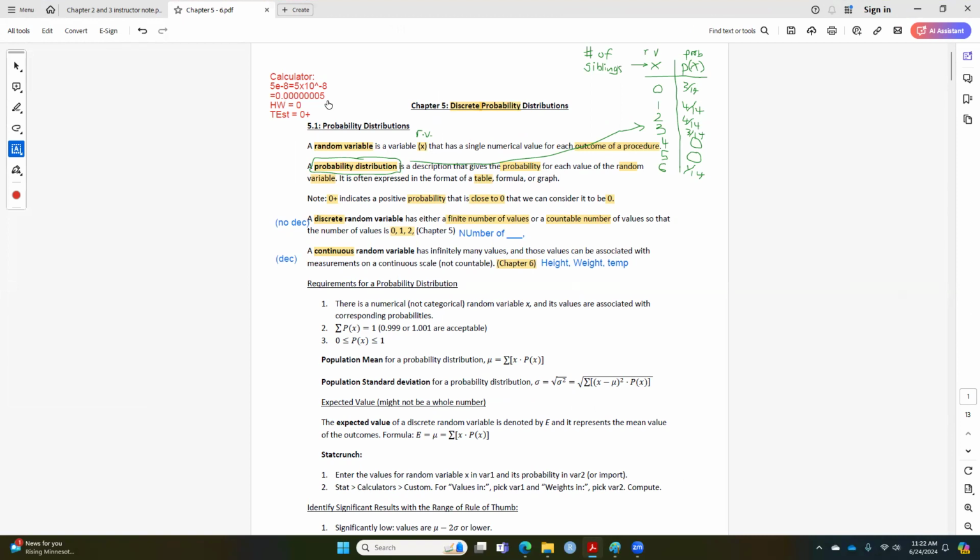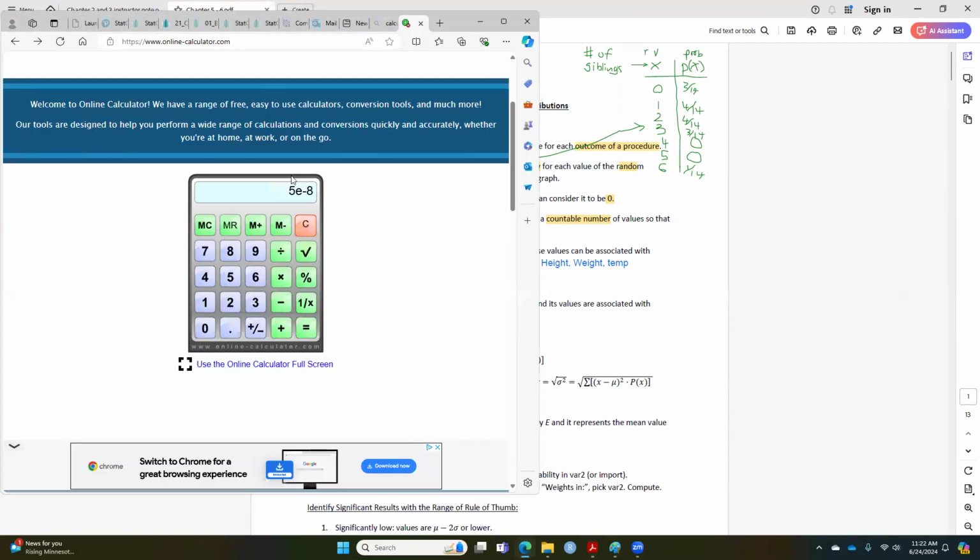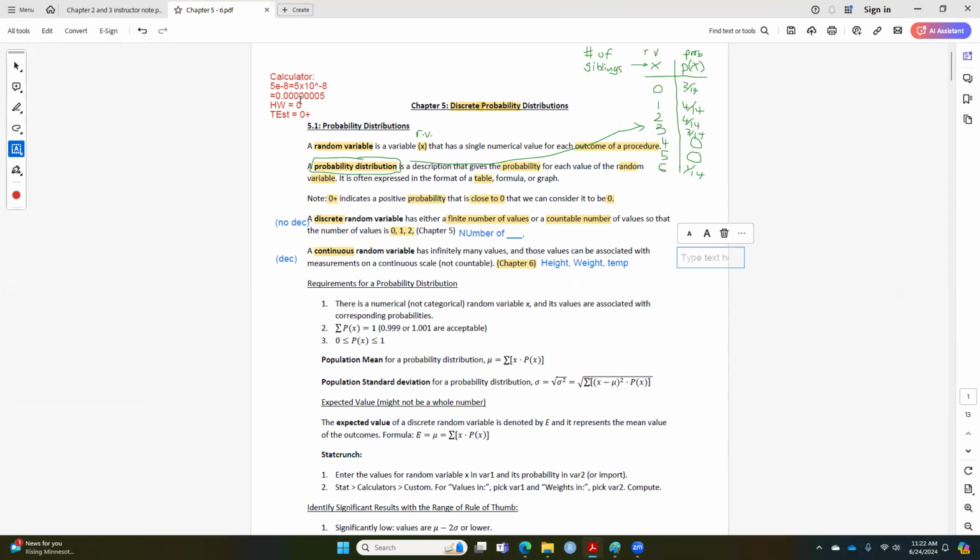So make sure you know how to read this in your calculator. You can see this E to the negative 8. This negative 8 means you have to move your decimals 8 times to your left, and you have to put in the zeros for that case. Okay, so very important piece here.